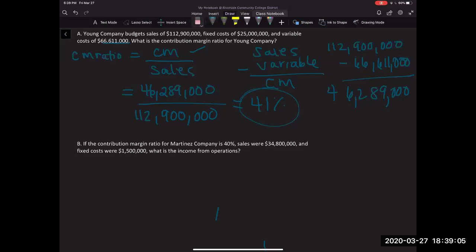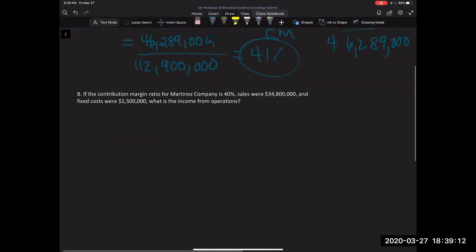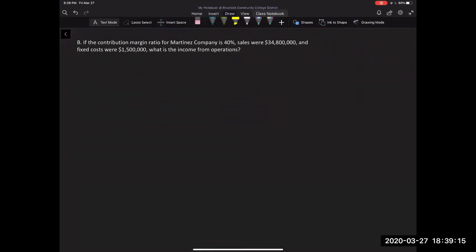Now this next one is a little bit tricky, but I think you guys can totally do it. So let's look into it. It says if the contribution margin ratio for Martinez company is 40%, sales is 34,800,000, and our fixed cost is 1.5 million, what is our income from operation? This one is kind of cool because they're asking you to work backwards in all sorts of ways, but we can do this. I'm confident in you guys.